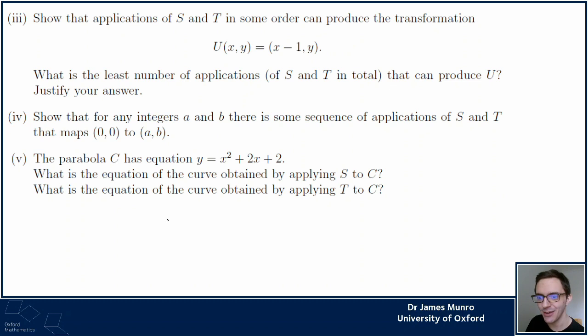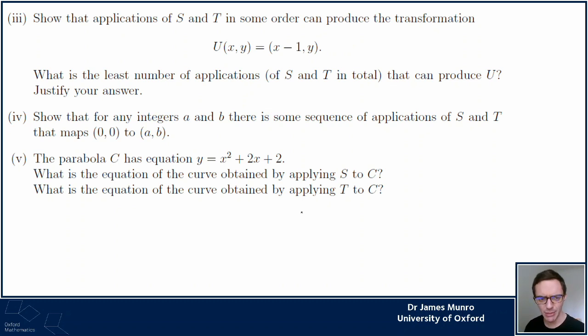Part 5 defines this parabola. It's got the equation y = x squared plus 2x plus 2. I really want to complete the square on that, but I'll give it a minute. It asks us for the equation of the curve that results after we apply the transformations to the curve.